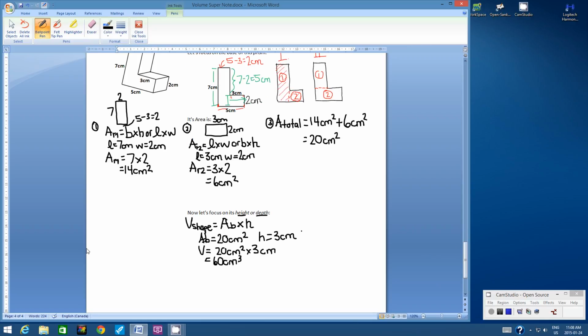All right, now that we've solved the whole question, we can put therefore our conclusion statement. Therefore, the volume of this L prism is 60 centimeters cubed. Now, it doesn't have to be an L prism. It could be a hexagonal prism, okay? The method is the same. You have to calculate the area of the base and then multiply it by its height or its depth.